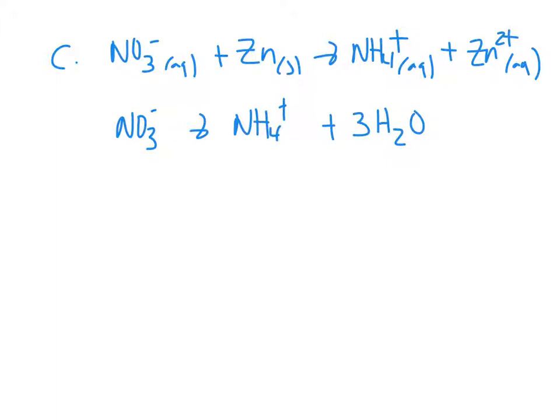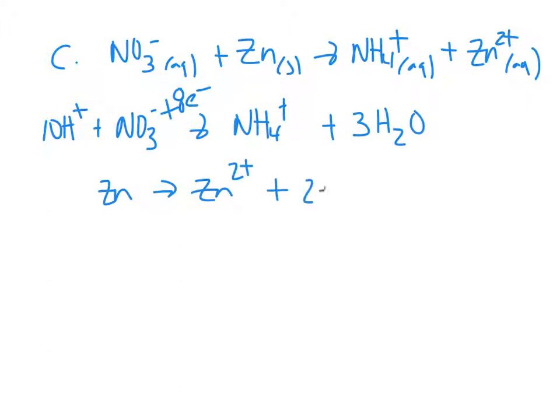3 water on this side brings my hydrogen up to a total of 10, so I need 10H plus on the reactant side. And now when I look at my charges, I've got a plus 1 on the product side, but I have a total of plus 9 on the reactant side. So that means I need 8 electrons to balance my charge on the two sides. The zinc is much easier. I have Zn becoming Zn2 plus. Zinc is already balanced, so I just go ahead and add 2 electrons to the side.